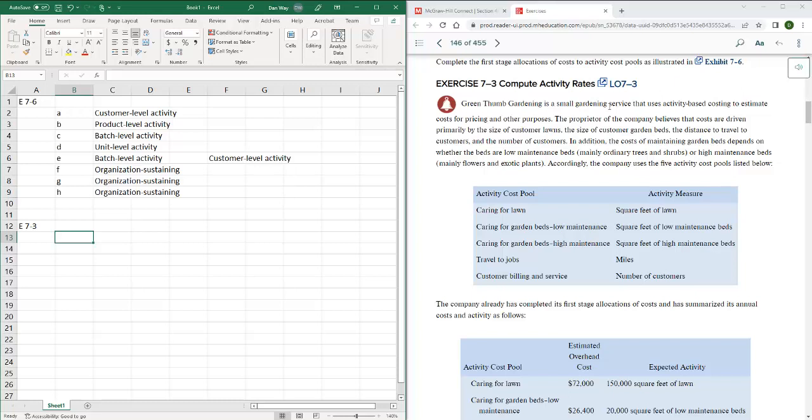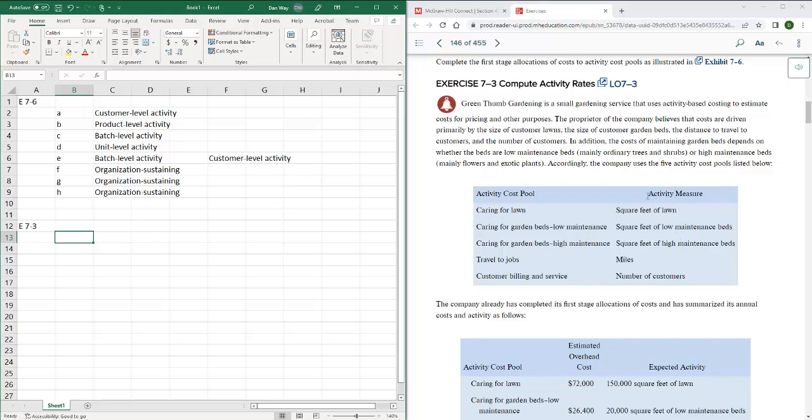Green Thumb Gardening is a small gardening service that uses activity-based costing to estimate costs for pricing and other purposes. The proprietor of the company believes that costs are driven primarily by the size of customer lawns, the size of customer garden beds, the distance to travel to customers, and the number of customers. In addition, the cost of maintaining the garden beds depends on whether the beds are low maintenance beds, mainly ordinary trees and shrubs, or high maintenance beds, mainly flowers and exotic plants. Accordingly, the company uses the 5 activity cost pools listed below here. So we've got caring for the lawn, caring for each of the types of garden beds, low and high maintenance, travel to jobs, and then the customer billing and service.